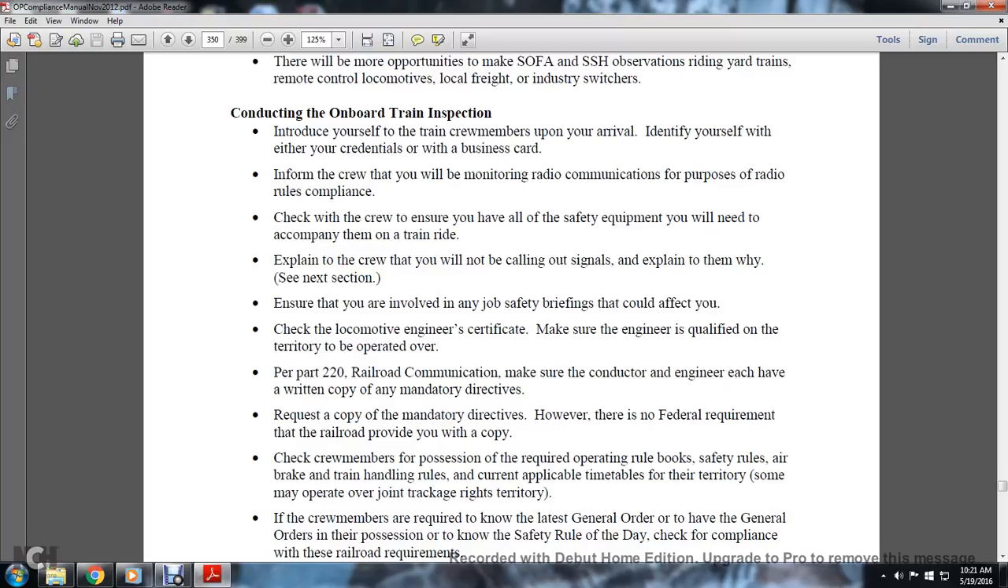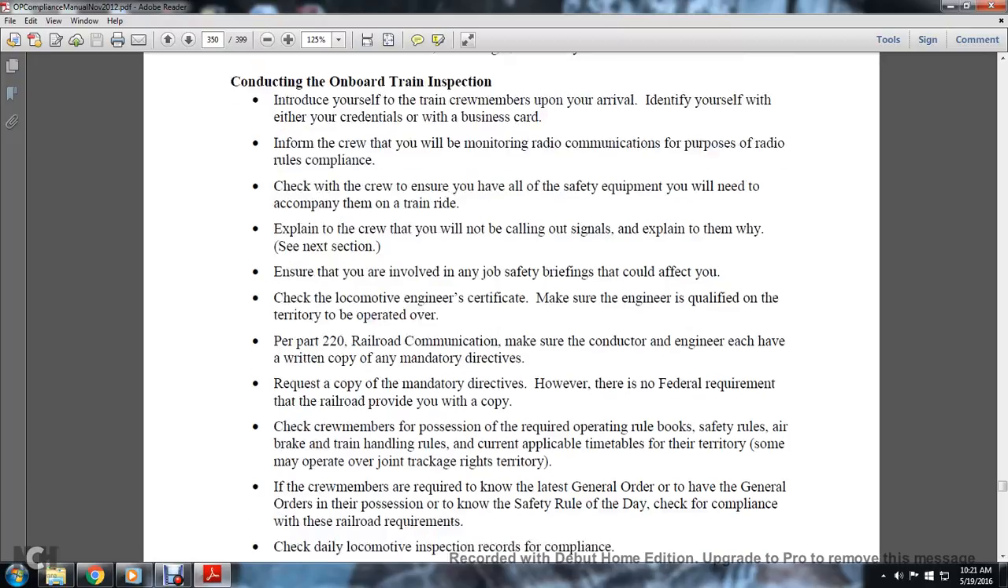Check the locomotive engineer's certificate. Make sure the engineer is qualified on the territory to be operated over. Per Part 220, railroad communication, make sure the conductor and engineer have a written copy of the mandatory directives.